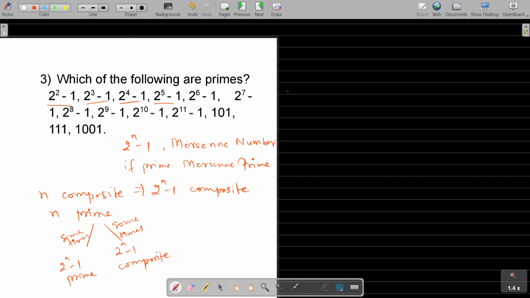Okay, so I'm listing all these numbers here. 2 squared, which is 4. So 2 squared minus 1 is 4 minus 1, that is 3. And is that a prime? 3 is prime, right? Yes. So you see in this case 2 is prime and 2 raised to 2 minus 1 is also prime. So that is this case, right?